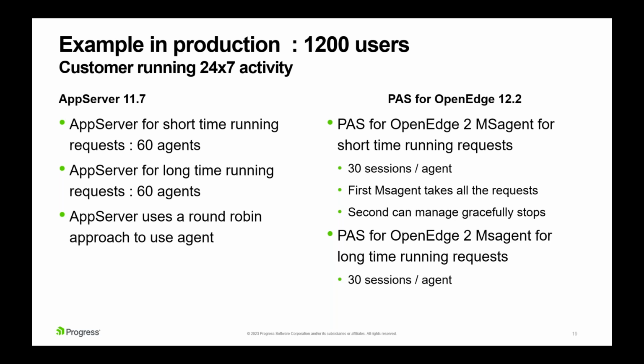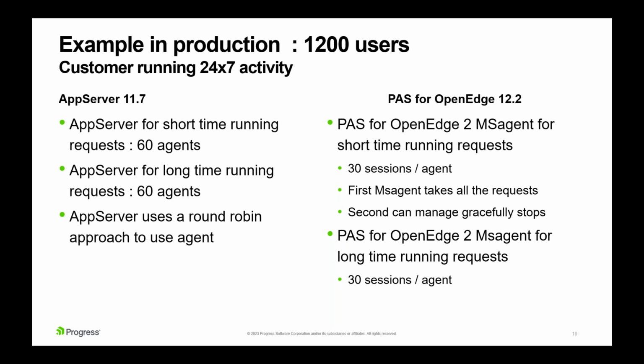I will cover many examples during the presentation. A customer in Europe, with 1,200 users running 24/7 activities, was migrating from 11.7 AppServer to PAS for OpenEdge 12.2 LTS version. He decided first to have AppServer running for long-term or short-term requests, with 60 agents each time, using this round-robin approach to use agents, as you always know if you're using AppServer.